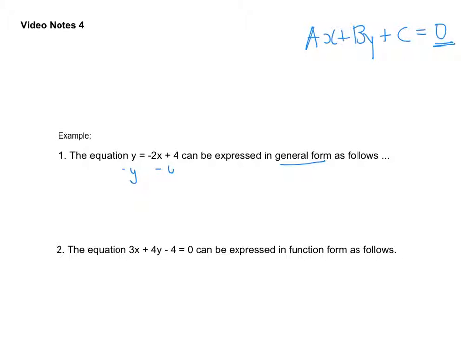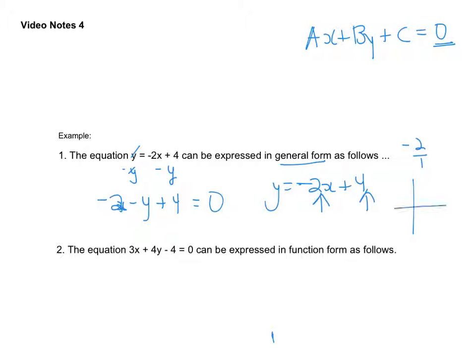We subtract y to the other side, so now there's nothing on this side. So it becomes 2x minus y, so 2x minus y plus 4 is equal to 0. That's in general form. If we kept it in function form, y is equal to negative 2x plus 4, this is your slope. So negative 2 is your slope, so it's technically negative 2 over 1, rise over run, and the y-intercept means it crosses at 4.